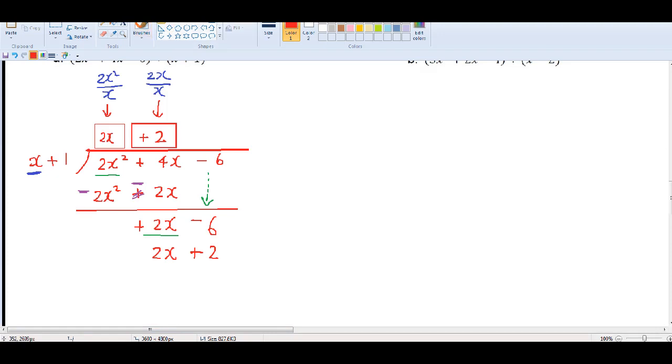Then, just like before, you change the sign of this new line. If the first term is positive, it becomes negative; if the second term is positive, it becomes negative as well. And then you just add them. Let's see what we have now. Positive 2x plus minus 2x cancel out, so it becomes 0. Minus 6 minus 2 is minus 8. So that's it.